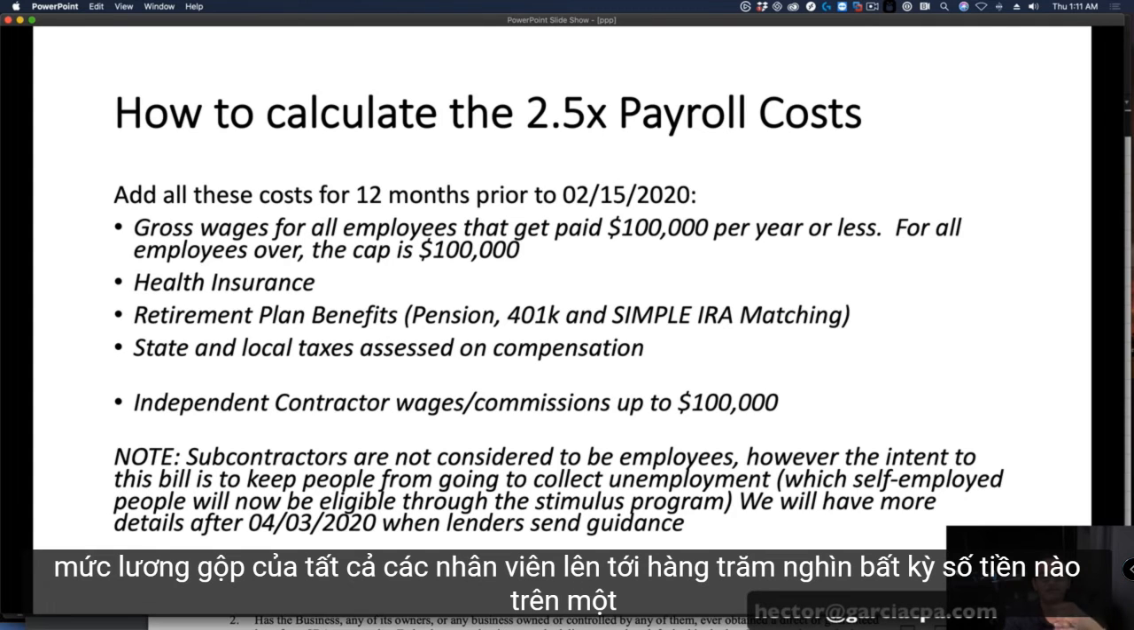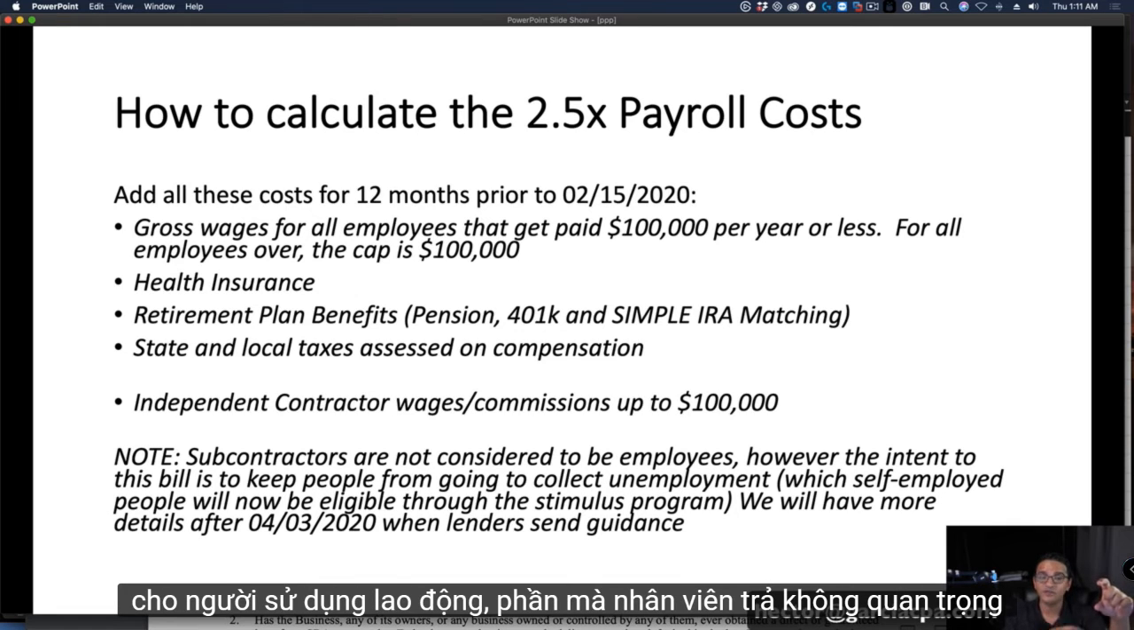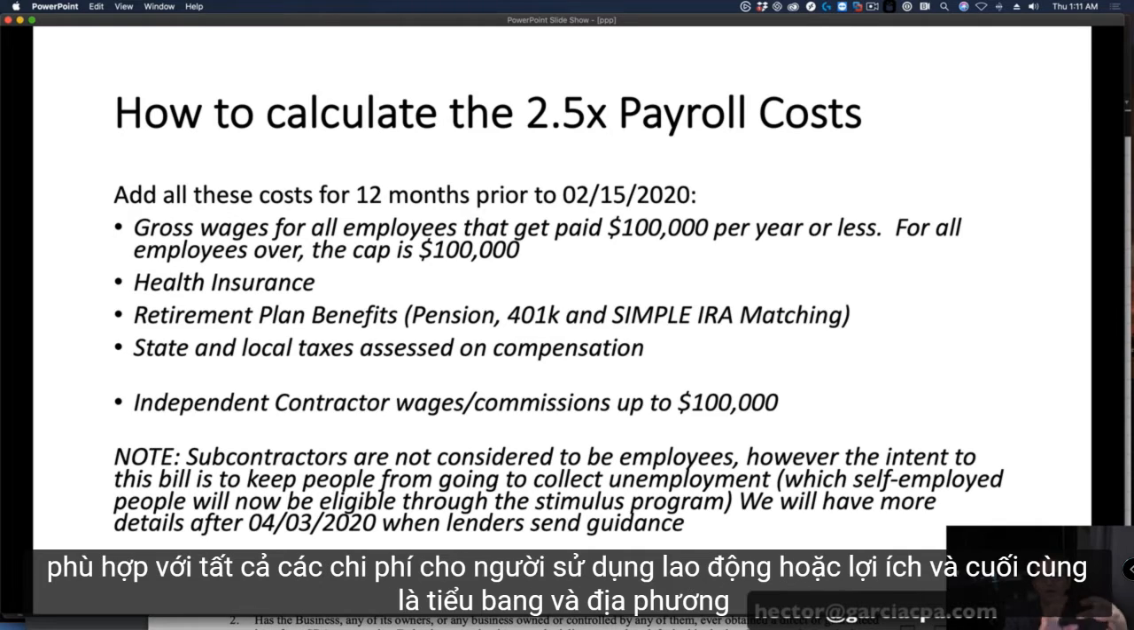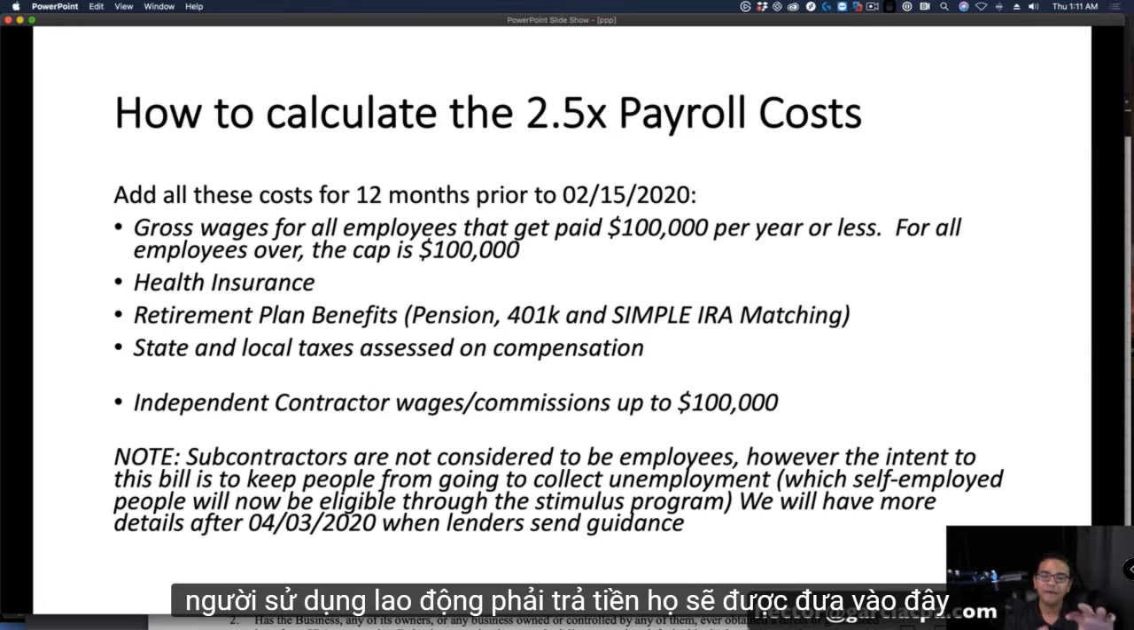Now you're going to take the gross wages of all the employees up to 100,000. Any amount above 100,000 will not count. You're going to take all the health insurance cost to the employer. The portion the employee pays doesn't matter. All the retirement benefit payments or costs to the employer, such as pension matching, 401k, simple IRA matching, all the costs to the employer for benefits. And lastly, state and local tax assessed on compensation. So any taxes related to employee compensation that the employer had to pay will be included here.